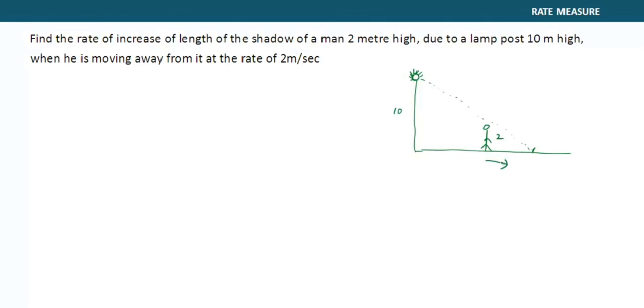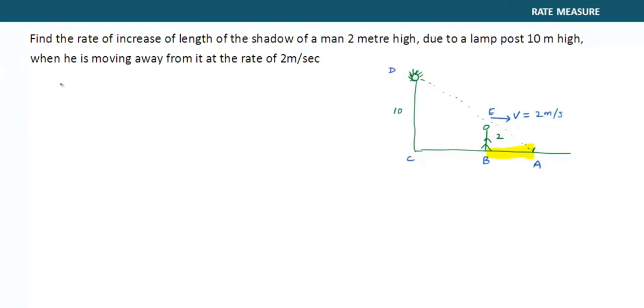Let's say first of all, this is the speed, where v is given to be 2 meter per second, right? And the shadow of this man would be this region. This region will be the shadow. And I also highlight the triangle. Let's say this point is A, this point is B, this point is C, and this point is D. Let's say this point is E also.